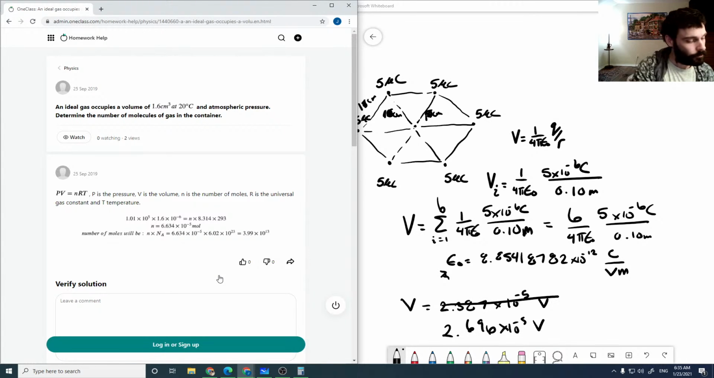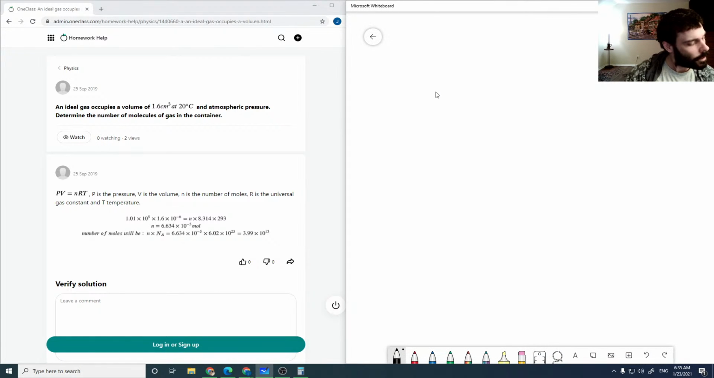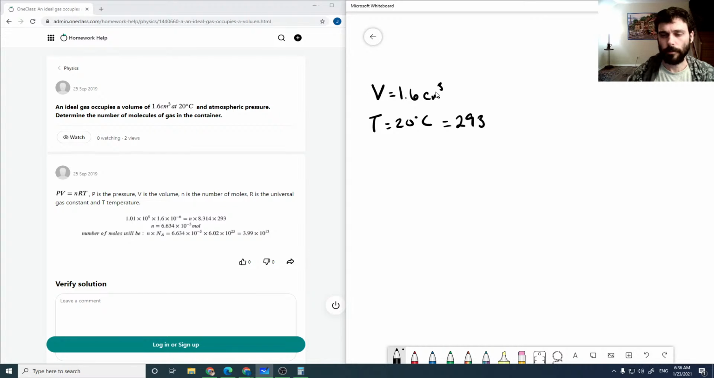Alright, so now the next one here, we have a simple one. We have an ideal gas with a volume of 1.6 centimeters cubed. T equals 20 degrees Celsius, which is equal to 293.15 Kelvin. So that's just adding 273.15.